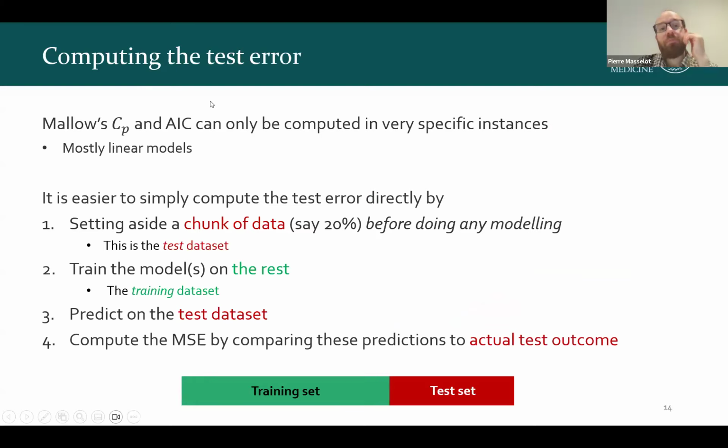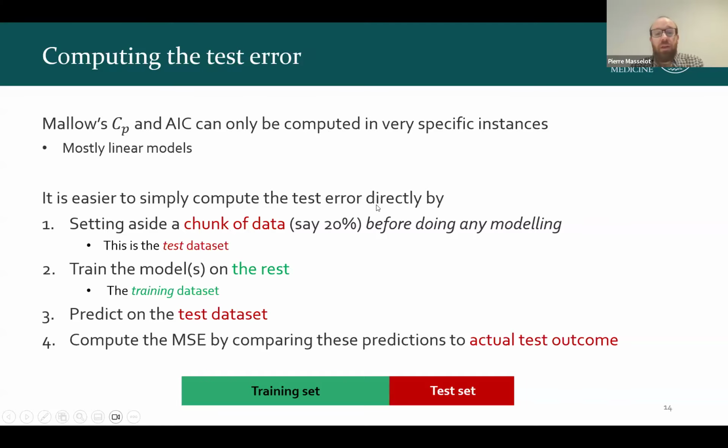However, these criteria are very useful in some specific instances, mostly when your model is linear. So it's fine for some linear models, also some nonlinear models like splines or anything that can be cast as a linear model. But for many other models, they won't give you a good estimation of this generalization error. So things like neural networks, random forests, for instance, and so on. You won't have a very good approximation of the Mallows Cp and AIC.